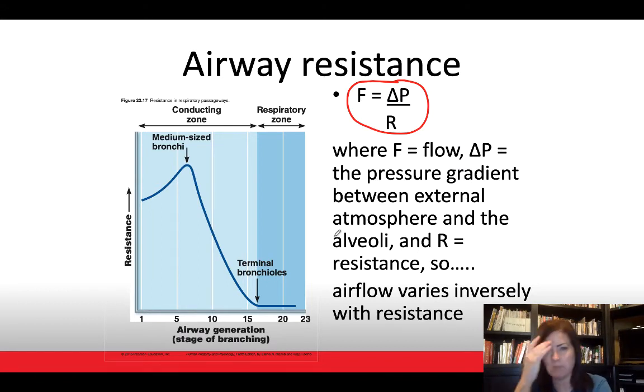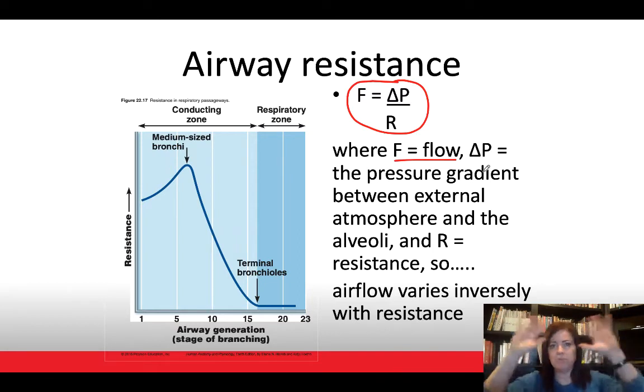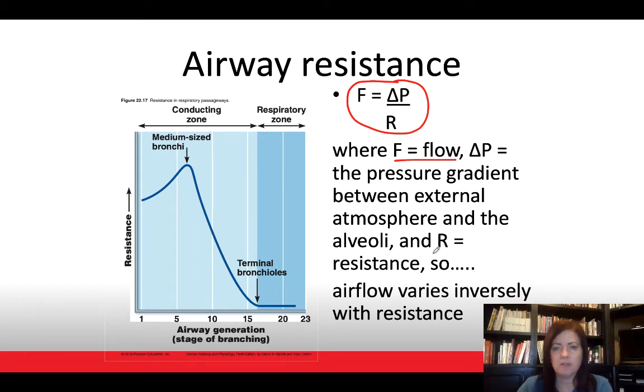So it's the exact same thing. Flow is going to be airflow. Change in pressure is that pressure gradient that we see between the atmosphere around us and our lungs and our alveoli. And then resistance is resistance to airflow, which is what we see when we change the size of our bronchi and bronchioles. As they get smaller, our resistance is going to change.